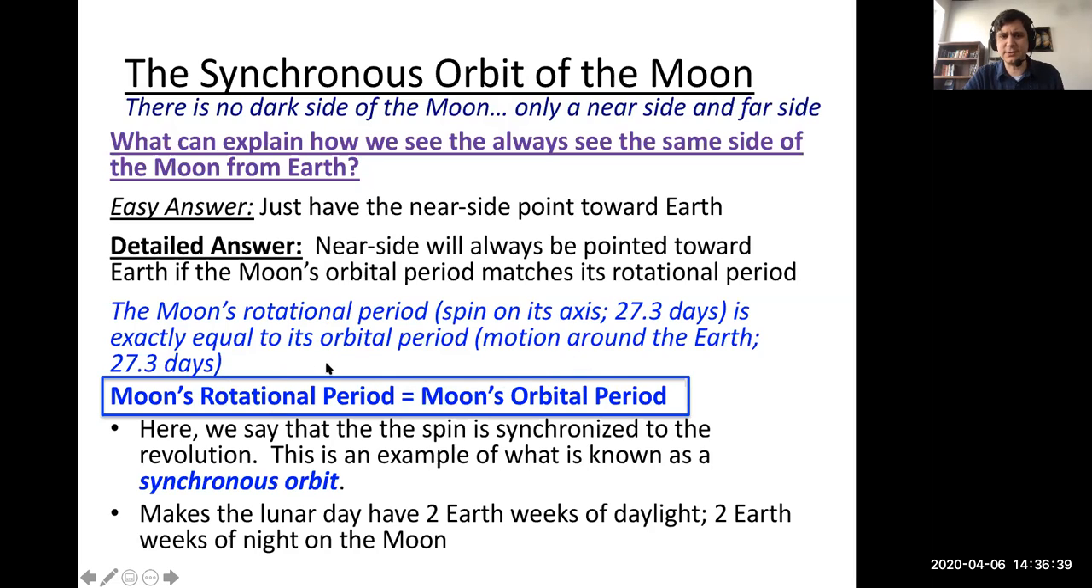When you have this arrangement, where the rotational period equals the orbital period, we say that the moon has a synchronous orbit. And it would be the same for other celestial bodies where their rotational period matches their orbital period. They have synchronous orbits. So a day on the moon lasts two Earth weeks of daylight, and they have two Earth weeks of darkness, allowing for those huge temperature variations.